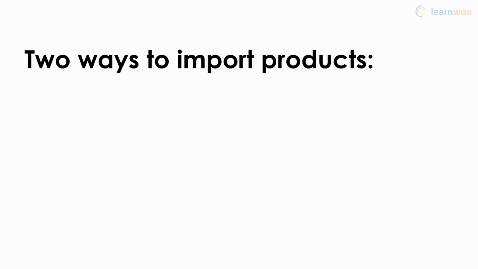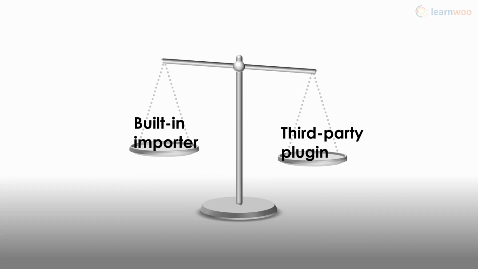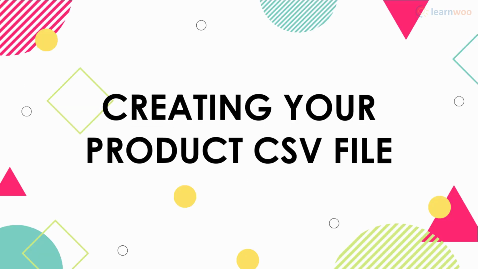There are two ways you can import products to your WooCommerce store. By using the built-in product CSV importer. Or by installing a plugin. Both of these options are just as easy and quick, with the only difference being some added features in the plugin. But before we get into detail, the first step to importing your products is creating a CSV file.